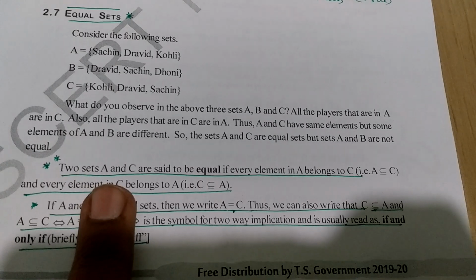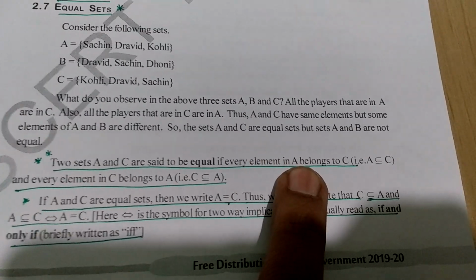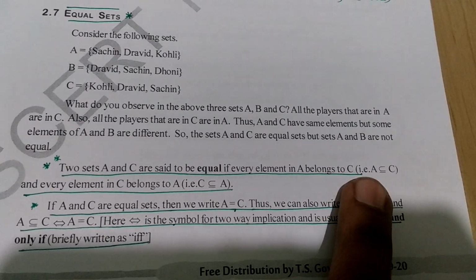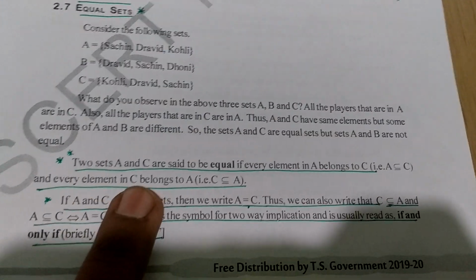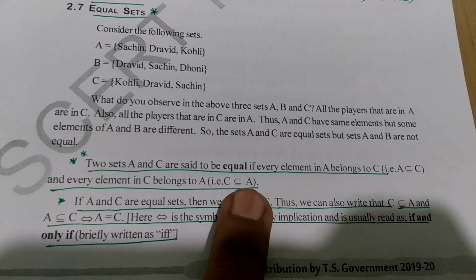Two sets A and C are said to be equal if every element in A belongs to C. It is represented like this: A is subset or equal to C. And every element of C belongs to A. It is represented like this: C is subset or equal to A.